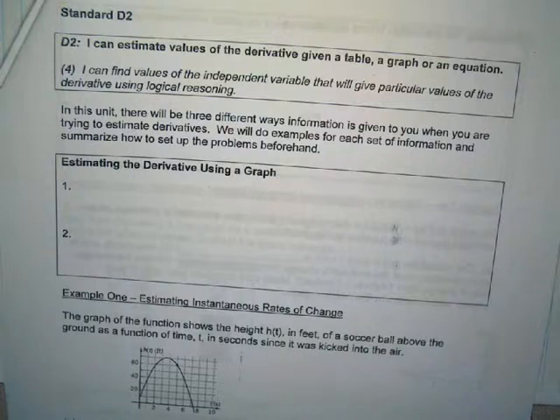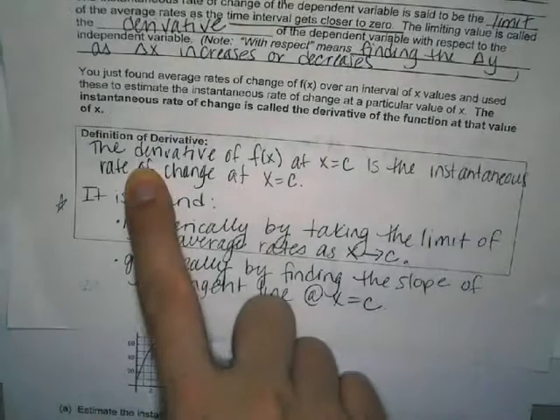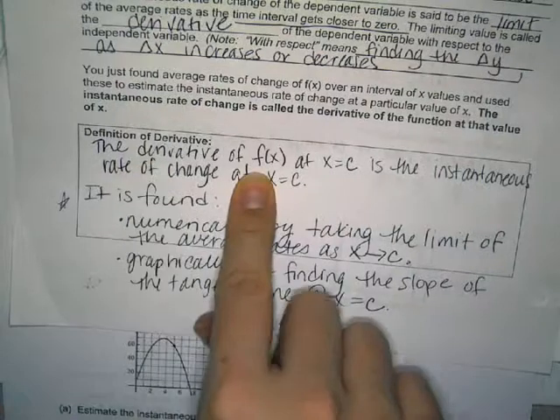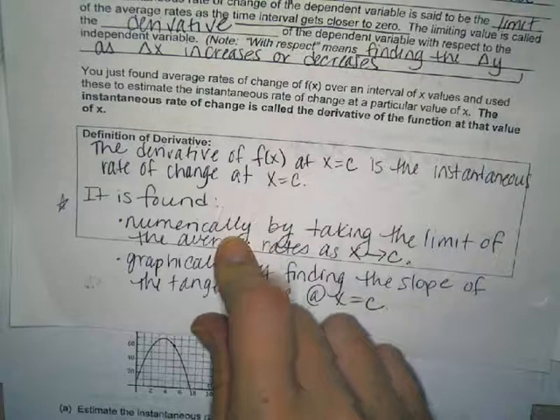So, that being said, we are going to have to estimate, because I haven't taught you all the rules yet to find the instantaneous rate of change, but we can get really, really close to an estimate, kind of like what we did yesterday with the table. We'll do similar things today. You're going to learn 3 different ways information is given to you when you're trying to estimate the value or the instantaneous rate of change of something. We are going to do examples for each set of information and then summarize how to set it up.